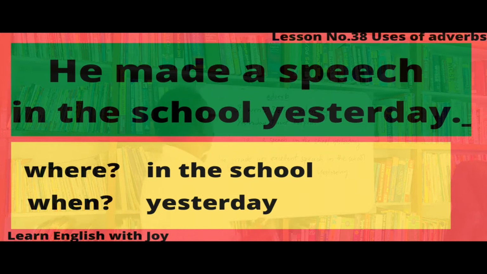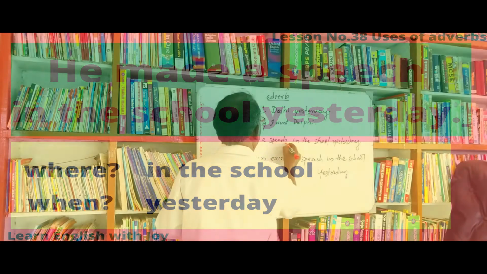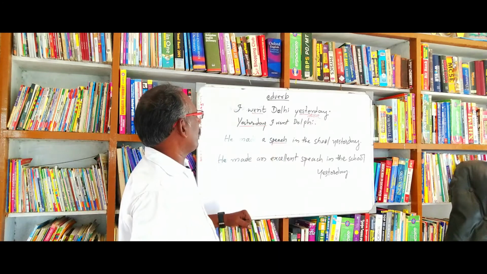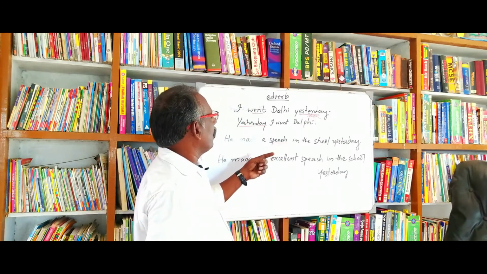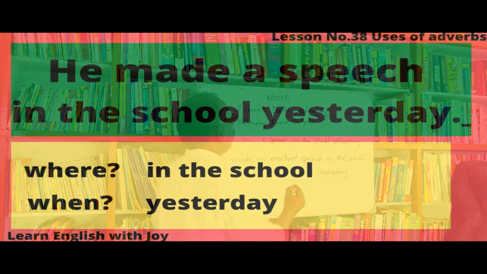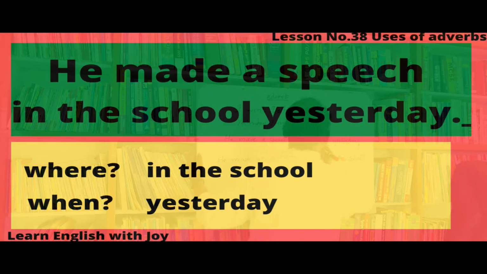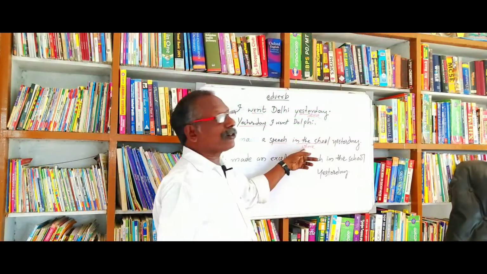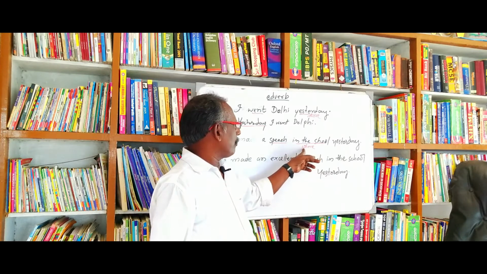Okay, see another sentence. He made is the verb. He made a speech. Speech is the verb in this sentence. Okay. He made a speech where? In the school. The word where. Where did he make the speech? In the school. So where?